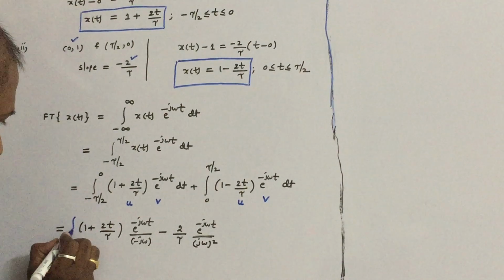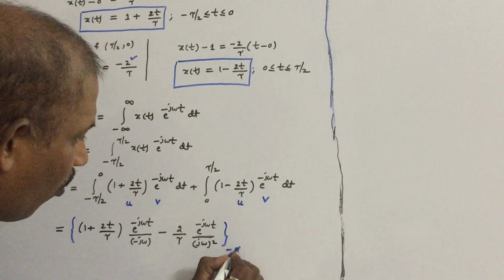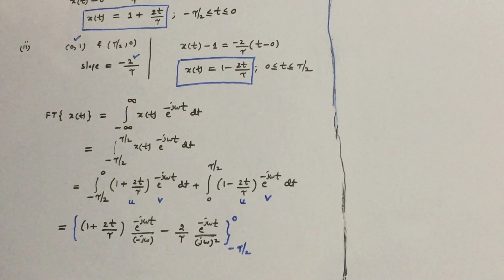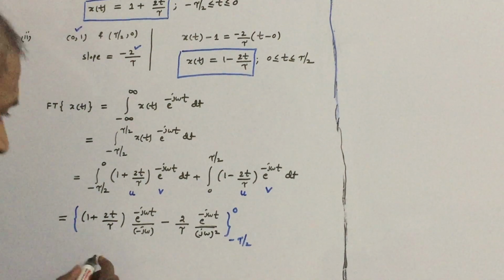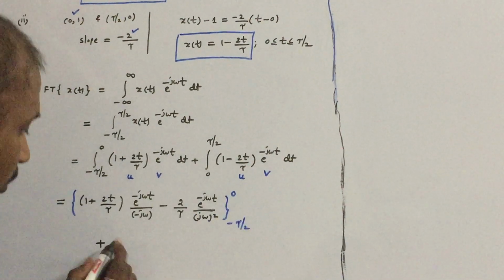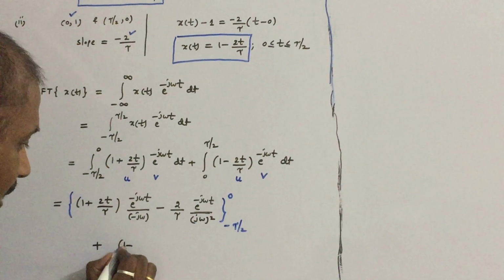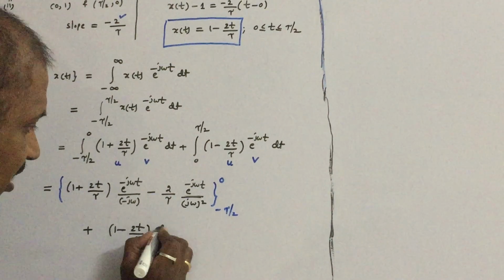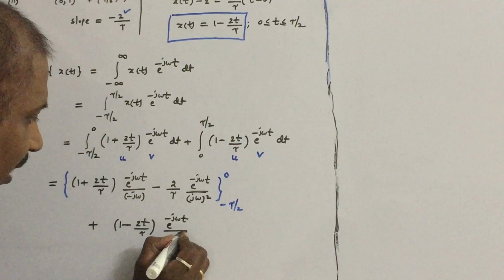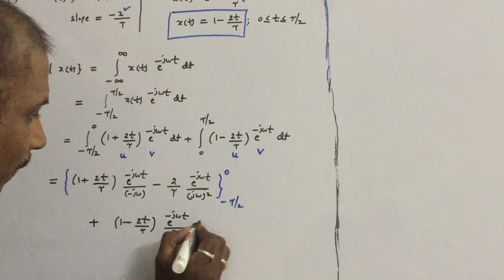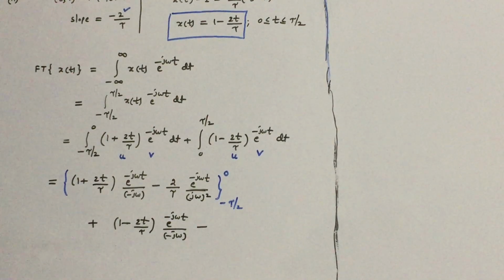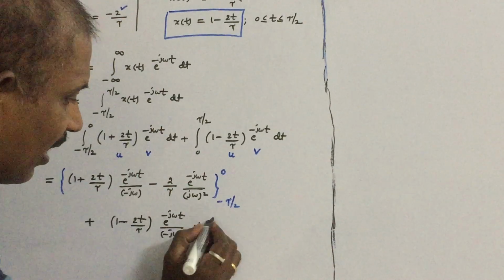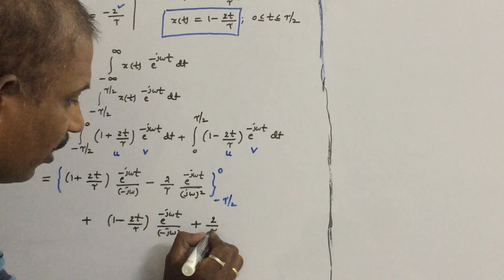So substitute in this. What are the limits? Minus tau by 2 to 0. So carefully observe, you have to do the uv rule. Let us see this uv rule. First function 1 minus 2t by tau. What is the integration of e power minus j omega t? e power minus j omega t by minus j omega, minus, you have to clearly check, what is the differentiation of this term? Minus 2 by tau. Minus into minus will become plus 2 by tau.